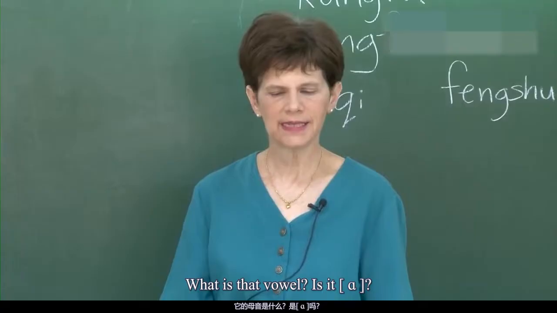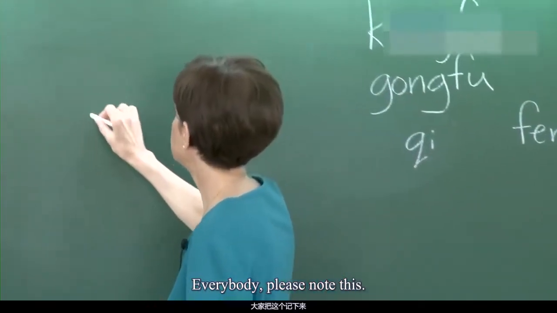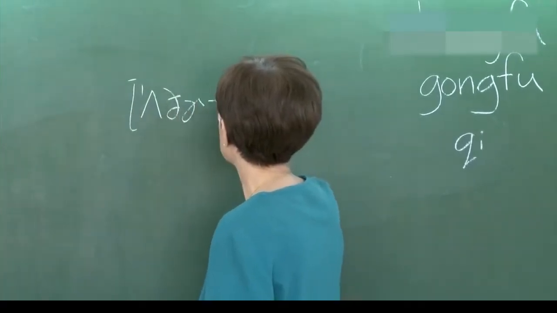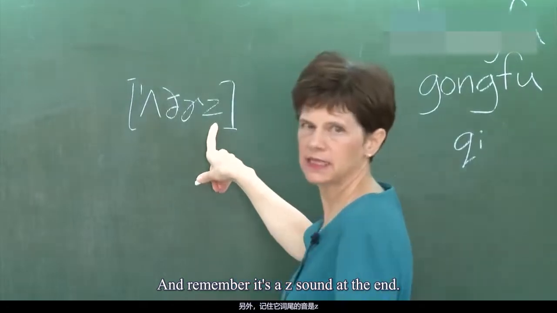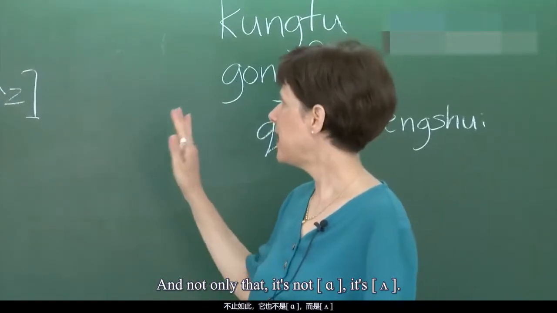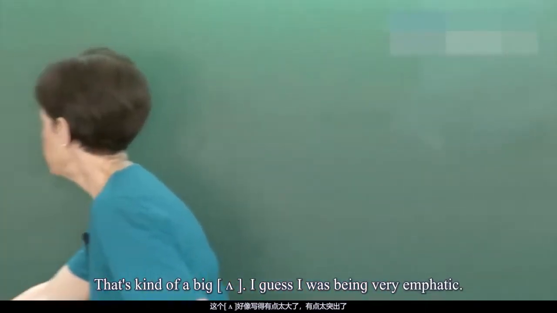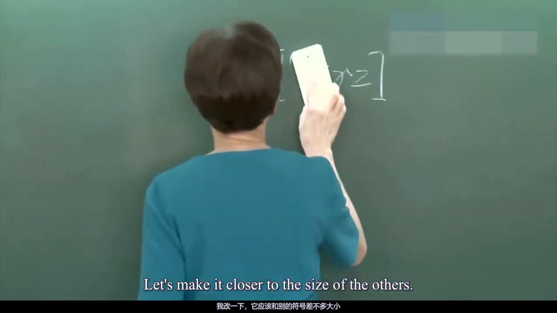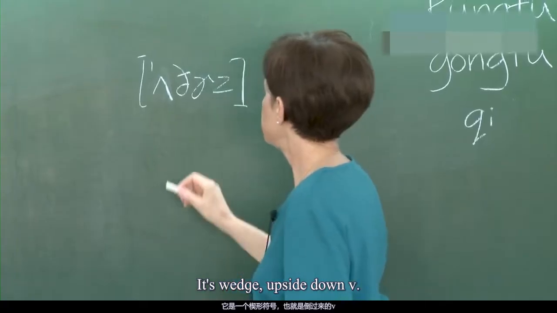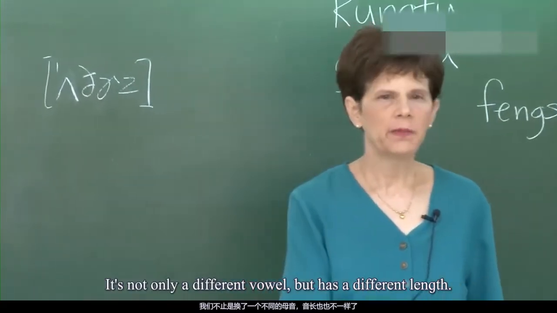What is that vowel? It's not ah. Everybody please note this. And remember, it's a Z sound at the end. Everybody, others. And not only that, I guess I was being very emphatic. Let's make it closer to the size of the others. All right. It's wedge, upside down V. There. It's not only a different vowel, but it has a different length.